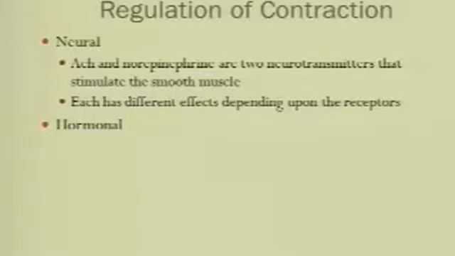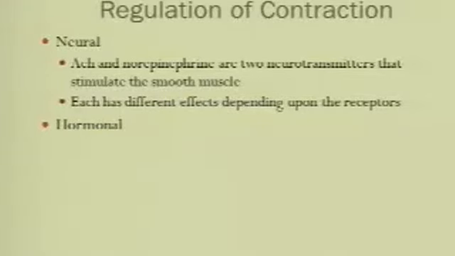Regulation, contraction of smooth muscles, neural. Quick review. There's sympathetic and parasympathetic innervation to smooth muscle. Okay. Sympathetic is fight or flight. The hormone that will be released from the sympathetic nerves will be norepinephrine. Parasympathetic is going to be acetylcholine as a neurotransmitter. Okay. Parasympathetic is going to be calm and relaxed.